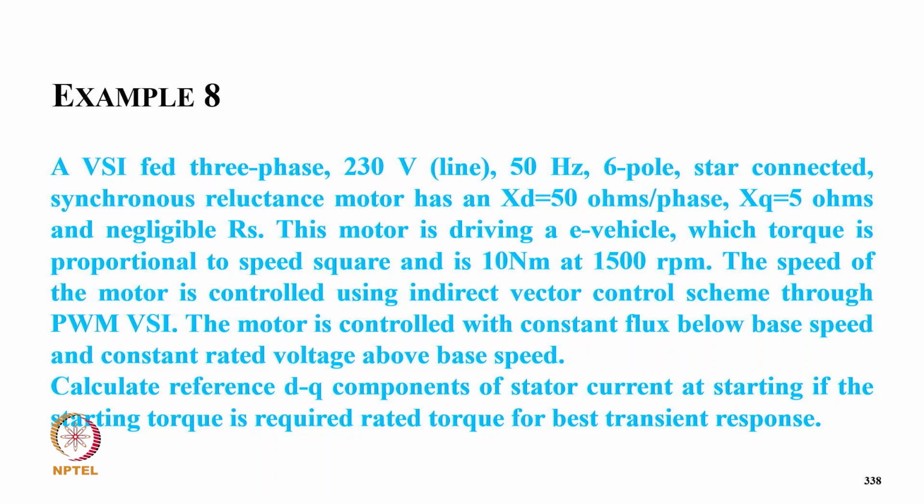So coming to example 8: a VSI-fed 3-phase 230 volt, 50 Hz, 6-pole star-connected synchronous reluctance motor has XD equal to 50 ohm and XQ equal to 5 ohm, and negligible resistance. This motor is driving an e-vehicle. Its torque is proportional to the speed square, and it is 10 Newton meter at 1500 rpm. The speed is controlled using the indirect vector control scheme through a voltage source inverter. The motor is controlled with a constant flux: below base speed constant rated voltage, above base speed constant power. Calculate the reference DQ components of starting current if the starting torque is the rated torque, for best transient response.